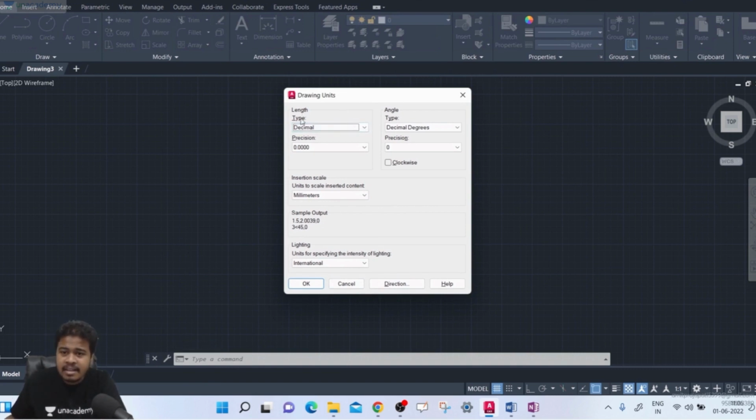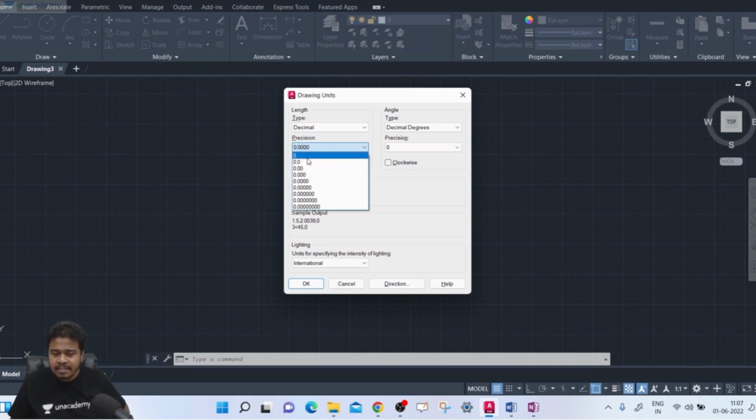This is the length type. This is the angle type. As of now, because I am going to work in the metric system, I am going to take decimal. There are different options: architectural, engineering, fractional, scientific. All this I will tell you in detail further, but as of now I am going to use decimal. And this is the precision, which means after the decimal, how precise you want it. I want up to 4 places of decimal, so I will select this.